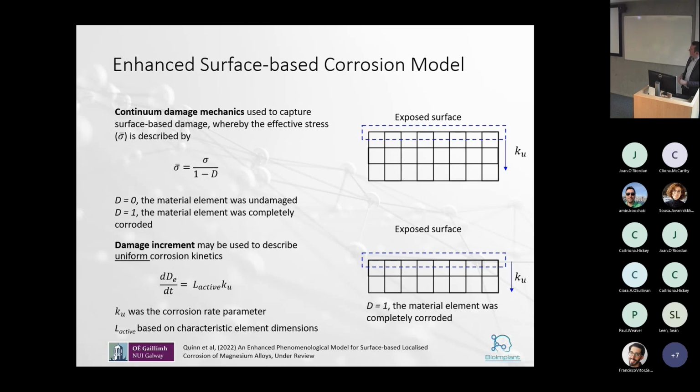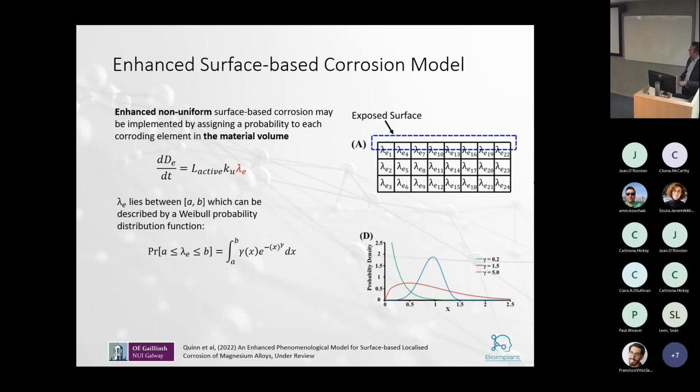And within our definition of what a surface-based model is, we have what's called a damage increment that describes the corrosion kinetics. So here we have a damage increment, so an increase in damage in the definition of the element, based on a term Ku, which is essentially a corrosion rate, and a length term, which is a characteristic size term based on the size of that element. And for uniform corrosion, it's simply defined by these two terms.